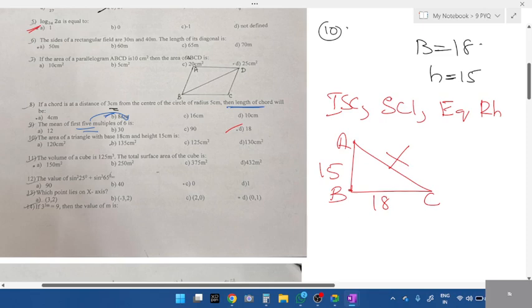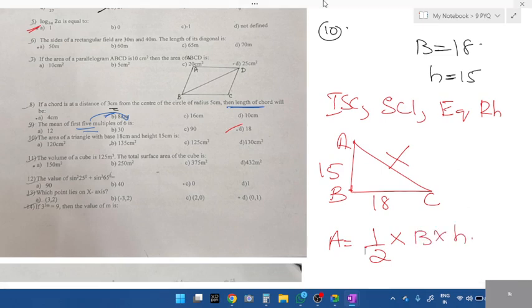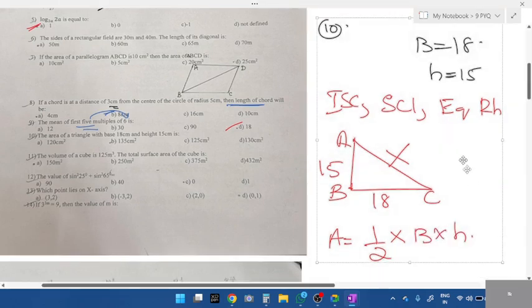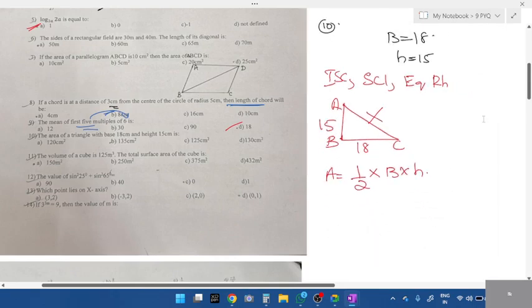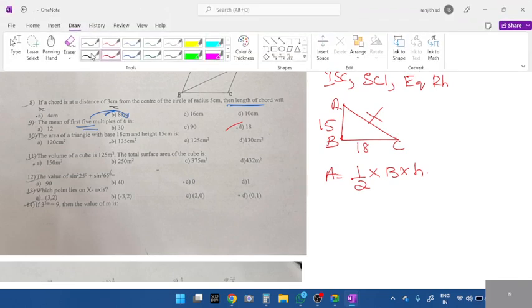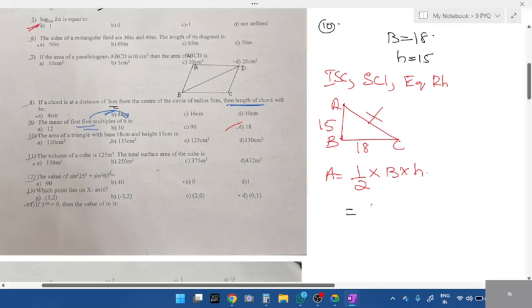They didn't ask AC. How do you find area? What is area of a right angle triangle? Half into base into height. Yes, remember this concept. Whenever there is base and height given, students, we'll revise all this. Whenever base and height is given, the area is half into base into height. Quickly complete this. Find the answer. Be quick. Base is 18, height is 15.